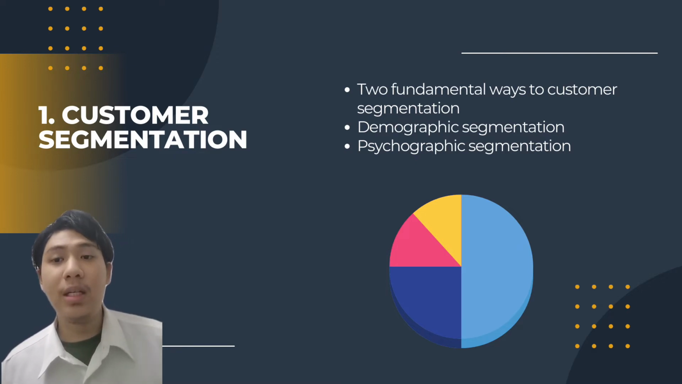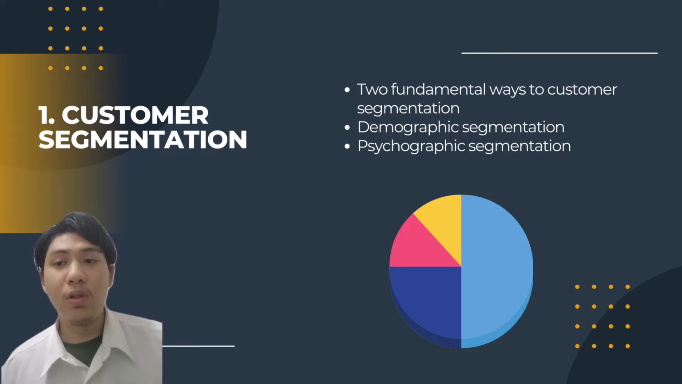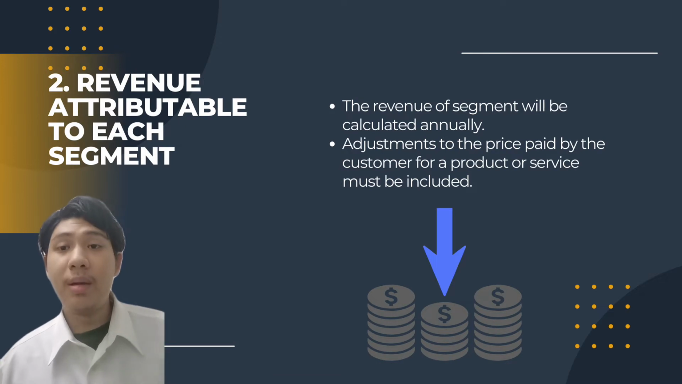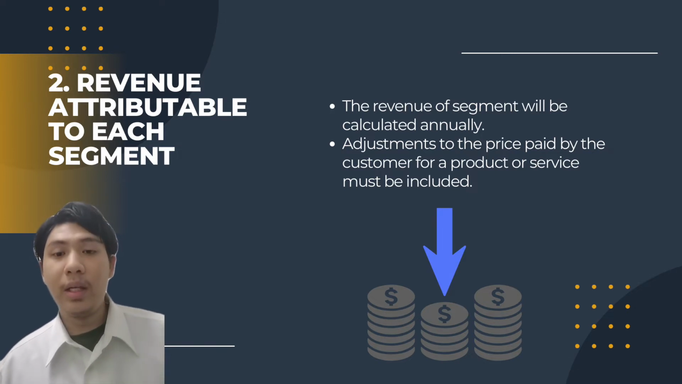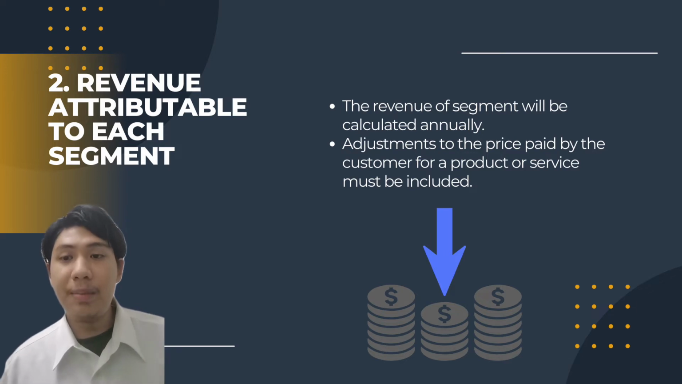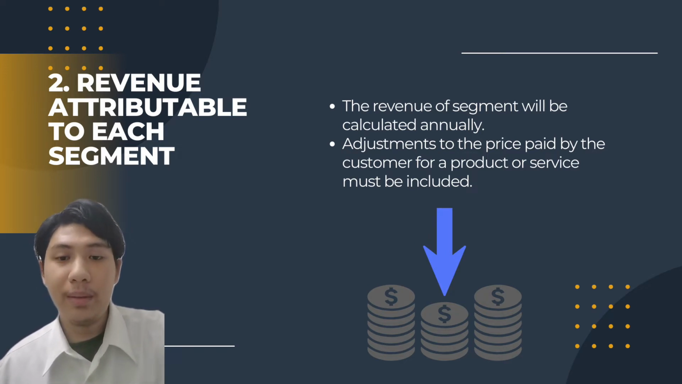Psychographic segmentation is a type of market segmentation that pays attention to consumers' perception, thoughts, and beliefs, and also utilizes this data to create customer segments. The second step is revenue attributable to each segment. The revenue of a segment will be calculated annually. Adjustments to the price paid by the customer for a product or service must be included as well.